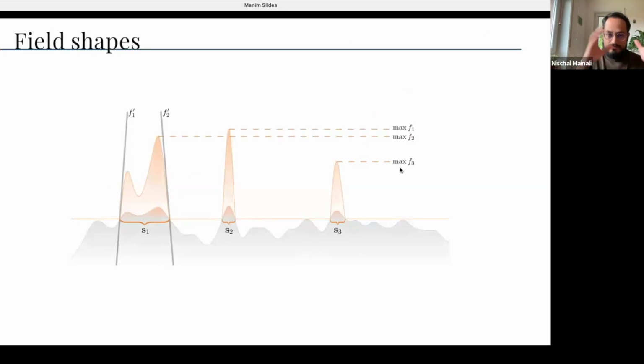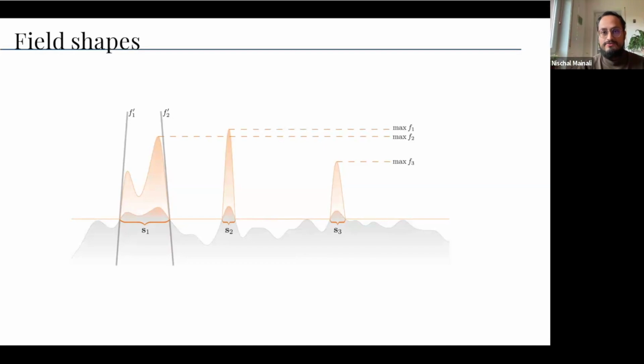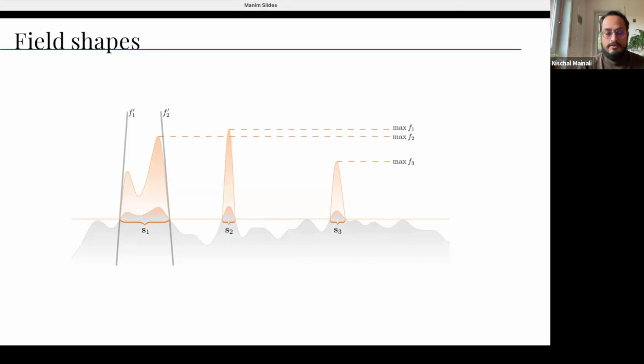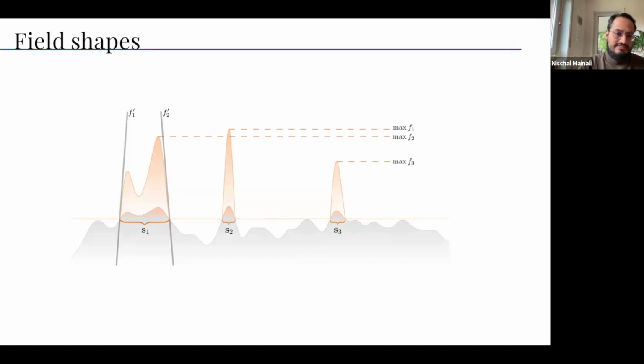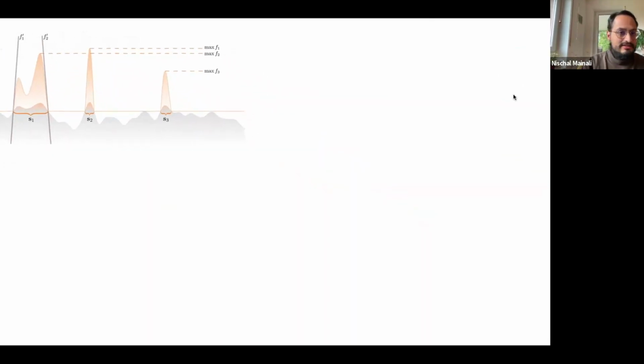So that was all about how fields are arranged and the statistics. The next section is going to be about field shapes. In this section, we're going to study some detailed properties of the geometry and shapes of the field. And the first one is the most intuitive and easy one to ask.